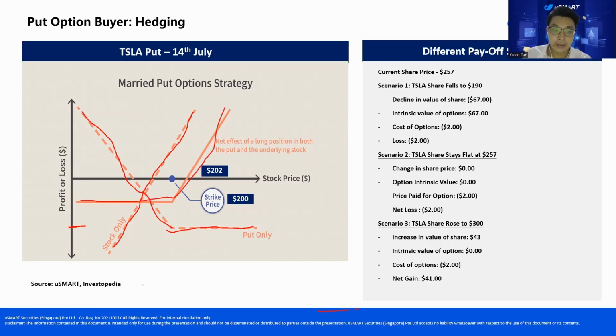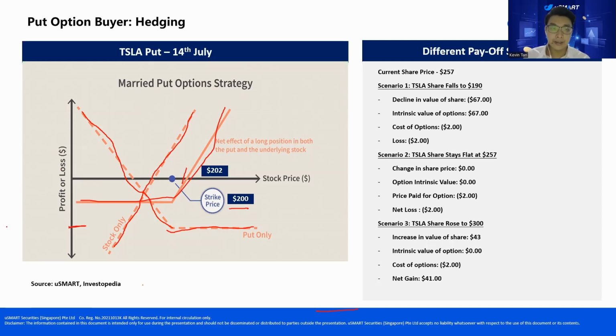The reason is that if you buy a put option at a strike price of $200, assuming for Tesla, you will be able to sell Tesla shares at $200 no matter what happens, which means that beyond the $200 price point, your option has some value. And assuming that the option costs $2, your break-even price for Tesla will be $202. So above $202, you will make a profit.